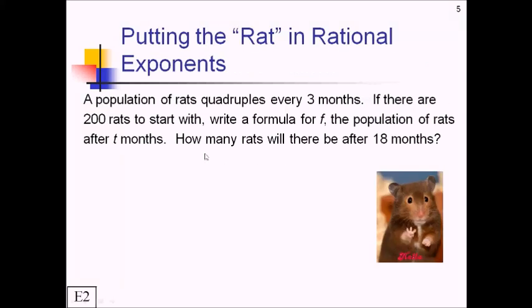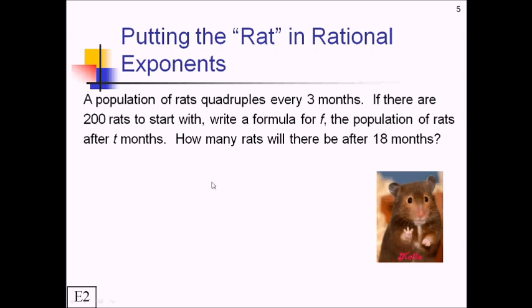Let's do another problem now. A population of rats quadruples every 3 months. If there's 200 to start with, write a formula for f, the population of rats after t months, and then how many rats will there be after 18 months. So pause the video and give it a shot. Let's see what we came up with.